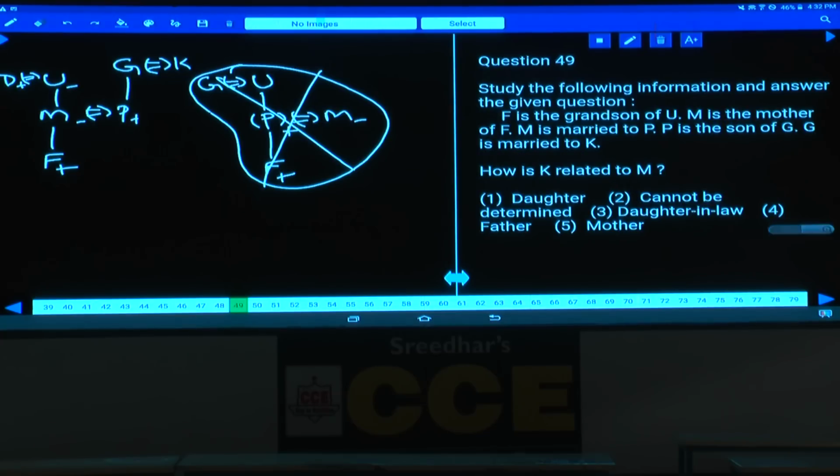Then question number 49, how is K related to M? Tell me how is this K related to M here? M's husband is P. Husband's father or mother. If K is a male, then father-in-law, or if K is a female, mother-in-law. Hence, the gender of this person K is not known. The answer is cannot be determined. Question number 49, choice 2.